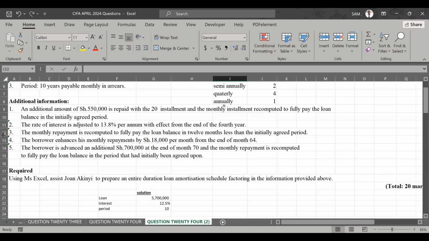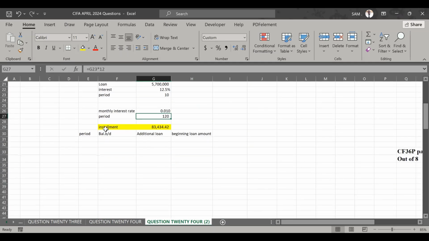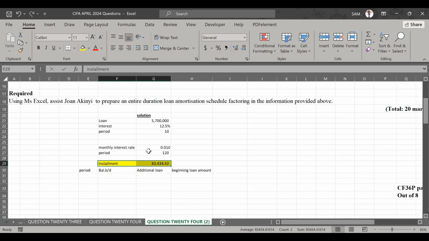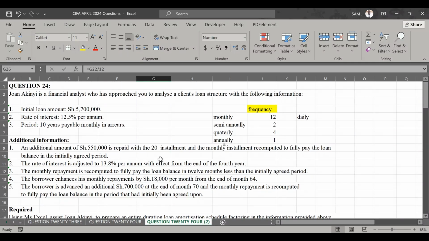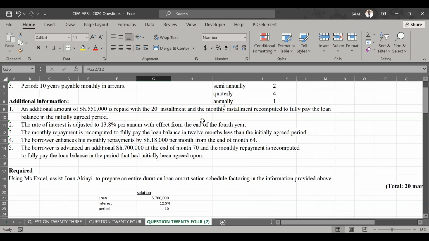The rate of interest is adjusted to 13.8% per annum with effect from the end of the 4th year. Are we seeing that, ladies and gentlemen? The rate of interest is adjusted to 13.8% per annum with effect from the end of the 4th year, right? So now you can see that I computed, you see the highlighting in yellow. I highlighted it so that you see. Now, you are given the rate of interest as 12.5% per annum. We converted that rate of interest to a monthly interest rate, of which we got the 0.010. Now, you are being told in note number 2 that the interest rate will not be constant. It is going to change at the end of the 4th year.